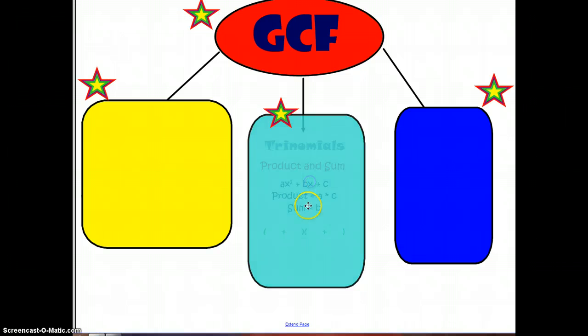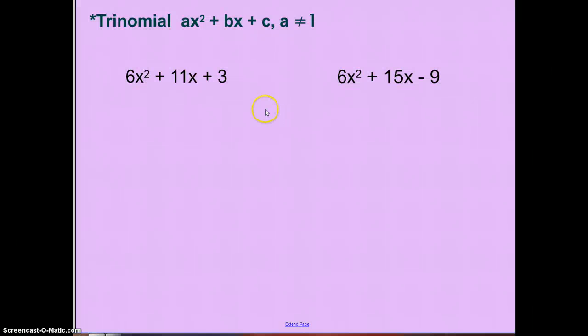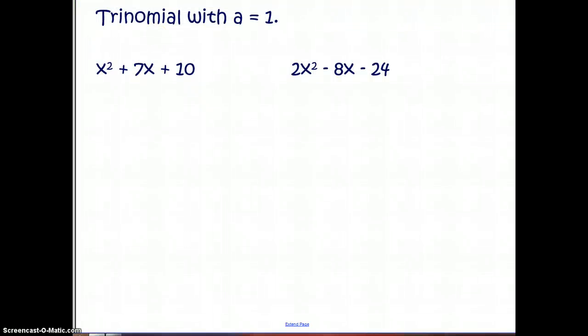All right, our next one is a trinomial, which means there are 3 pieces to it. And with these, we want to look for a product and sum. The product that we're looking for is our coefficient on the x squared times the constant. The sum would be the b, or the coefficient on just the x term. So we're going to try a couple of these. And actually, let's start with some that have a coefficient of 1.